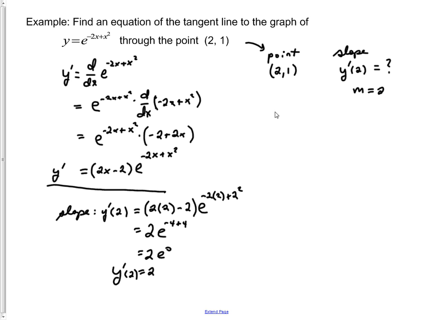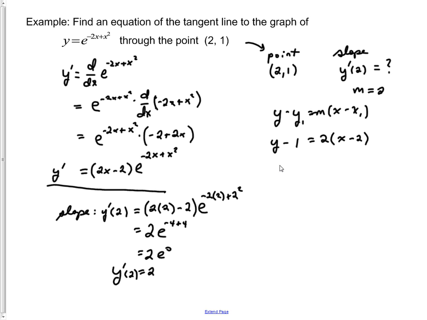Now, hopefully you remember this. You can find the equation of the line simply by using the point-slope formula, which says y minus y sub 1 is equal to the slope m times x minus x sub 1, where y1 and x1 are given coordinate points on our graph, and m is our slope. So making the proper substitutions, we're going to find y minus 1 will equal our slope, 2 times x minus the x-coordinate of 2.